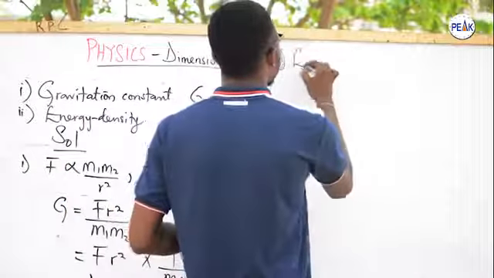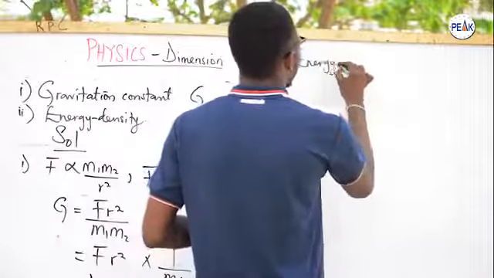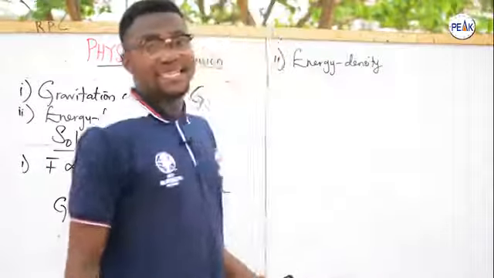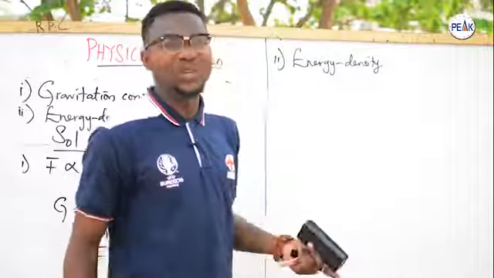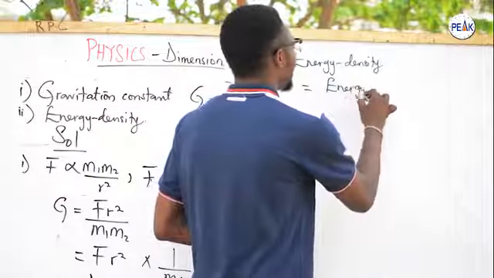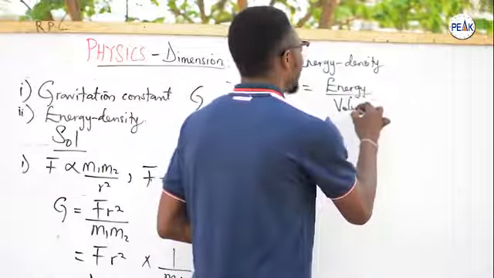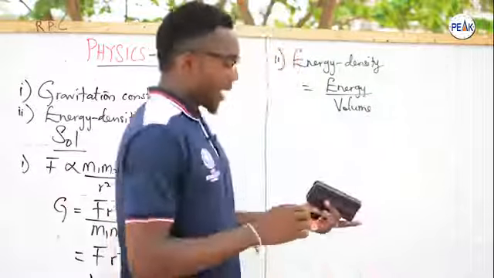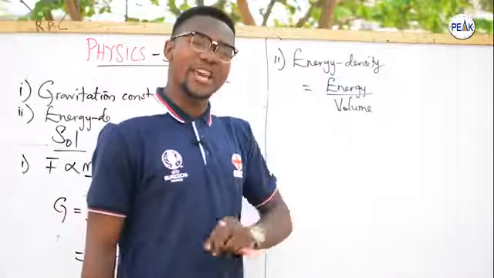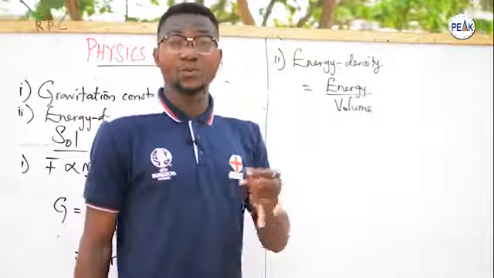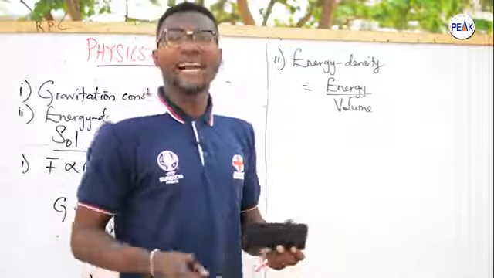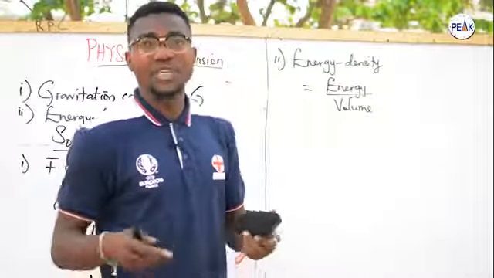So the second one is energy density. What is energy density? Energy density is simply energy per unit volume. So that simply means that this is the formula for energy density: energy divided by volume. And take note that anywhere you see energy in physics, it is measured in joules, and it is dimensionally equal to work done. That means I can replace energy with work done, because it is dimensionally equal.